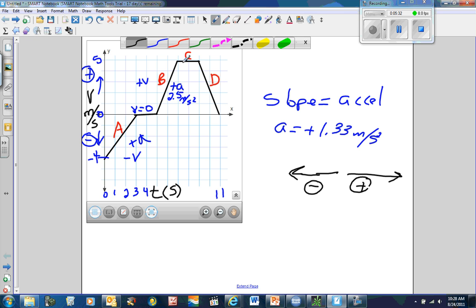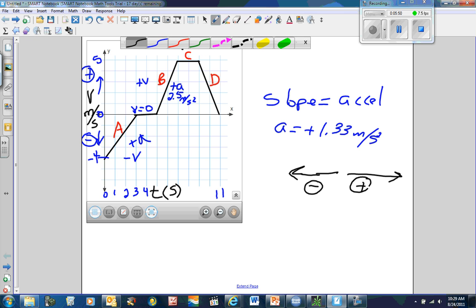All right, what does this mean right here? A lot of people want to say stop, but it is not. It's not stop. This is constant. The only place to stop is if you're on the 0 line. So from 7 seconds to 8, 9 seconds, I am going at constant velocity of 5 meters per second.